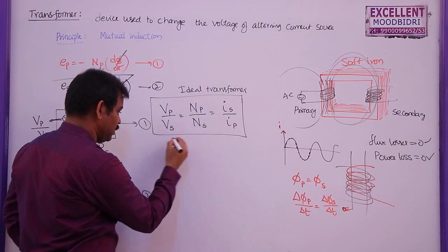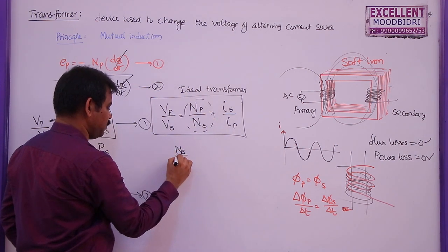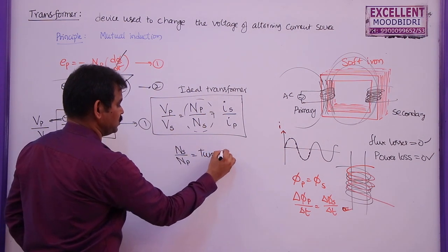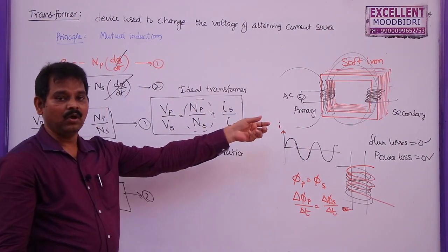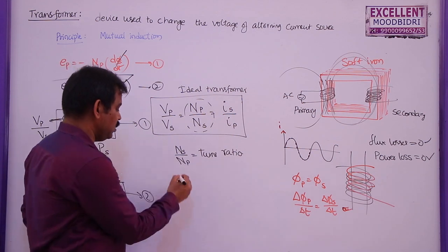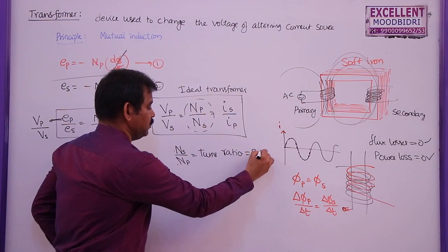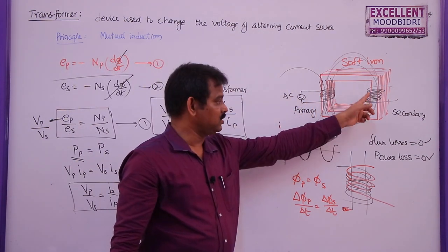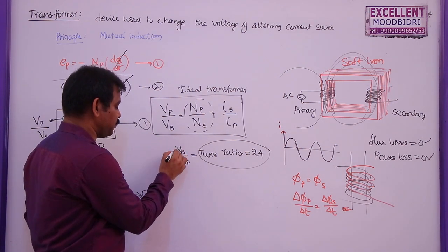Now once again, N_S/N_P is also called the turns ratio in the transformer. Why? Because in some problems they won't mention which is the number of primary turns and which is the number of secondary turns. They will just give N_S/N_P equal to 24. So what is the meaning of this? If the turns ratio is given as 24, don't take primary by secondary. Always this is the number of turns in the secondary by the number of turns in the primary only.